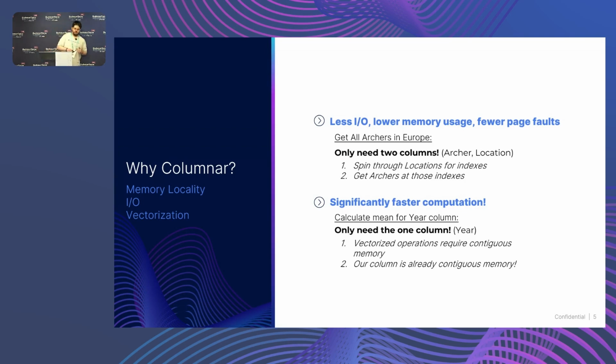Same thing goes for vectorization, which is big in computation right now, like SIMD, single instruction multiple data. In order to benefit from that, the data has to be in memory contiguously as one chunk, so that you can pass it all to the processor and vectorize computation. When you column-orient the data, it's already in that contiguous chunk that you can then operate on vectorized.